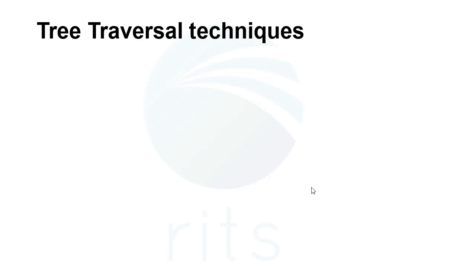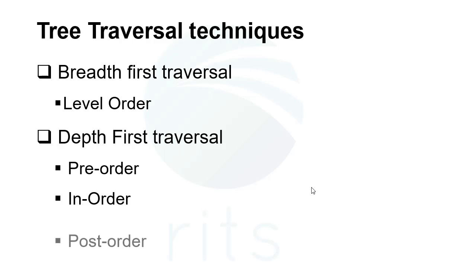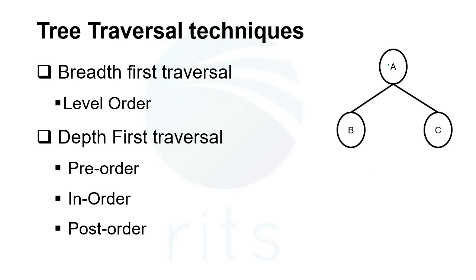There are two broad categories of tree traversals: breadth first traversal and depth first traversal. Breadth first traversal can be done in a single way, which is called a level order traversal, and I'll not go into details of level order traversal because it is pretty simple. Depth first traversal, however, is a bit tricky and can be done in three different ways: pre-order, in-order, and post-order traversals. Let's suppose we have a tree with three different nodes. Here is the root, this is the left, and this is the right node of the tree.